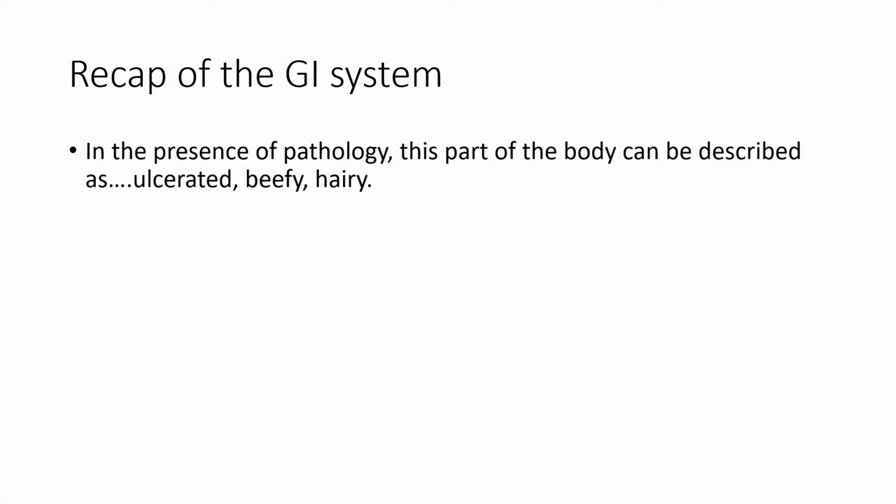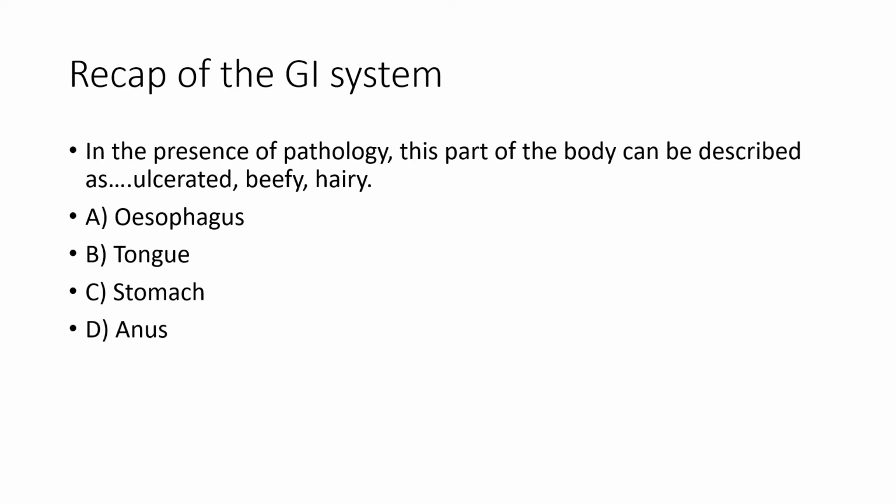Okay, a recap quiz of the GI system. In the presence of a pathology, which means a disease, this part of the body can be described as ulcerated, beefy, or hairy. Is it A, the esophagus, B, the tongue, C, the stomach, or D, the anus?